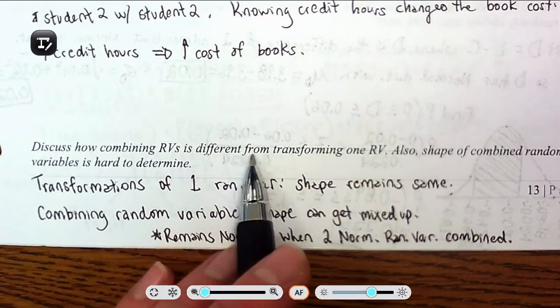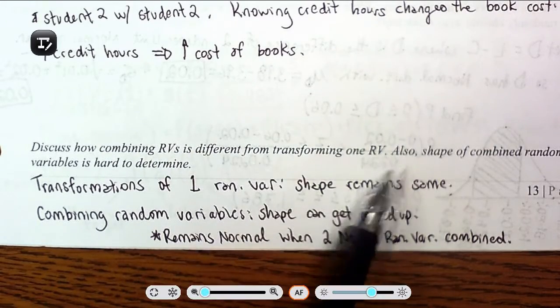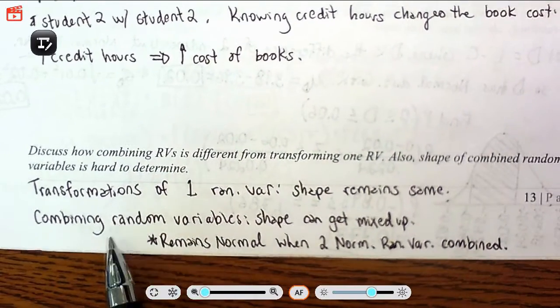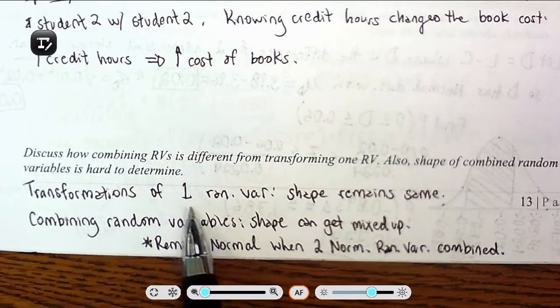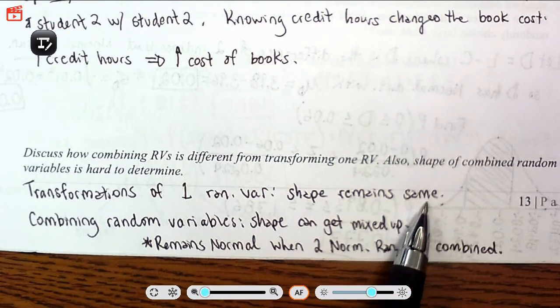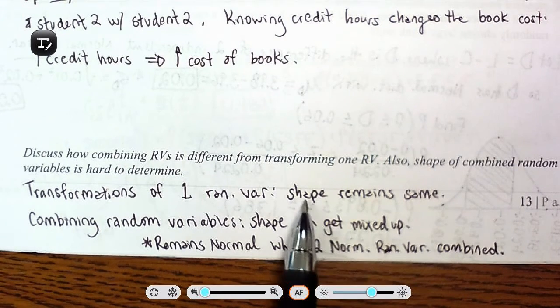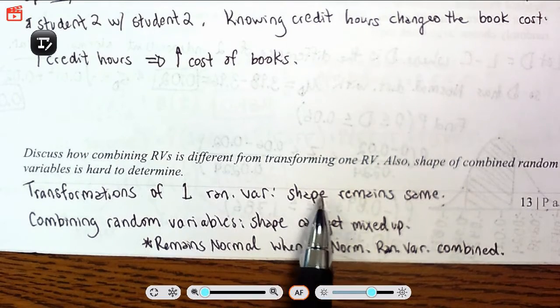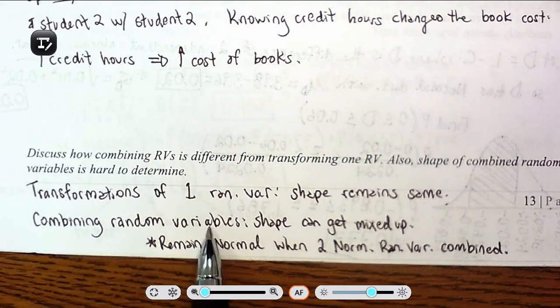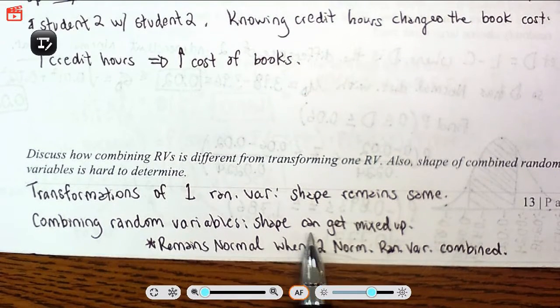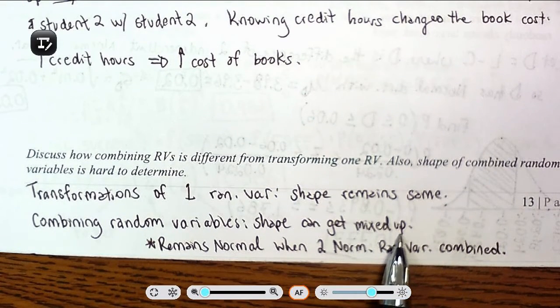Discuss how combining random variables is different from transforming random variables. Realize that we did two different types of things so far. We did transformations of one random variable: the shape remains the same, the center gets multiplication and division as well as addition and subtraction, and the spread only gets multiplication and division, no addition and subtraction. But when we combine random variables, the shape can get all mixed up.